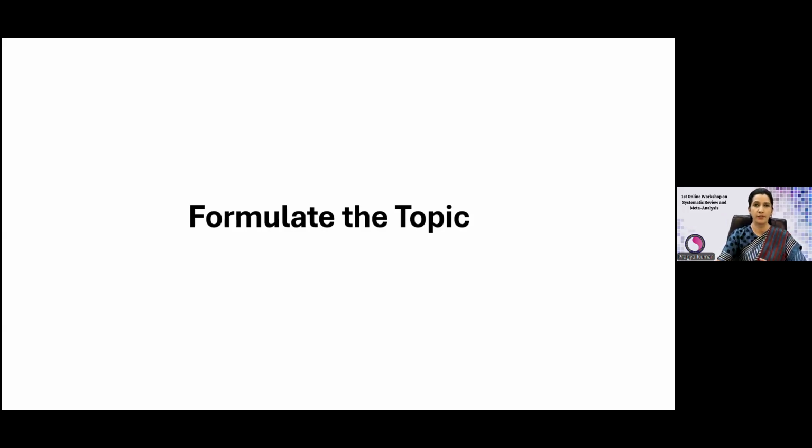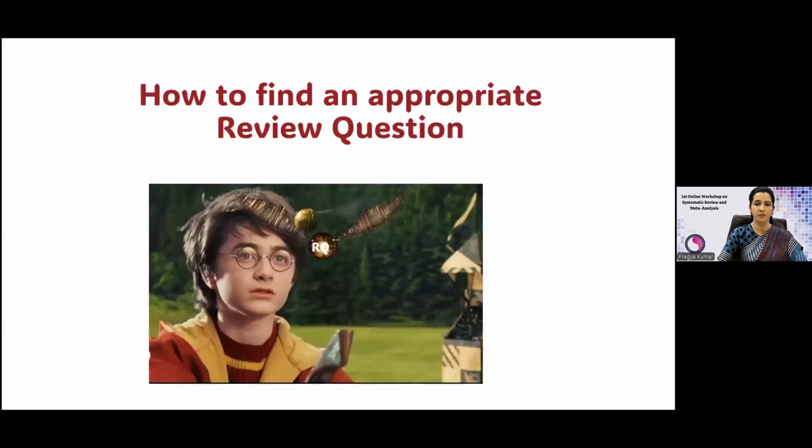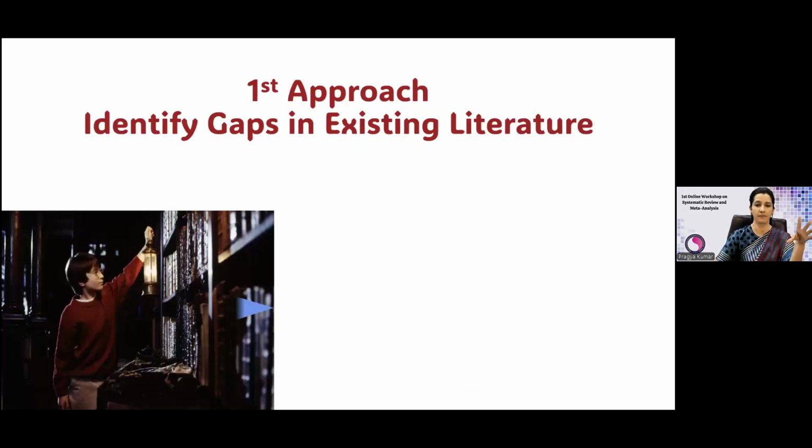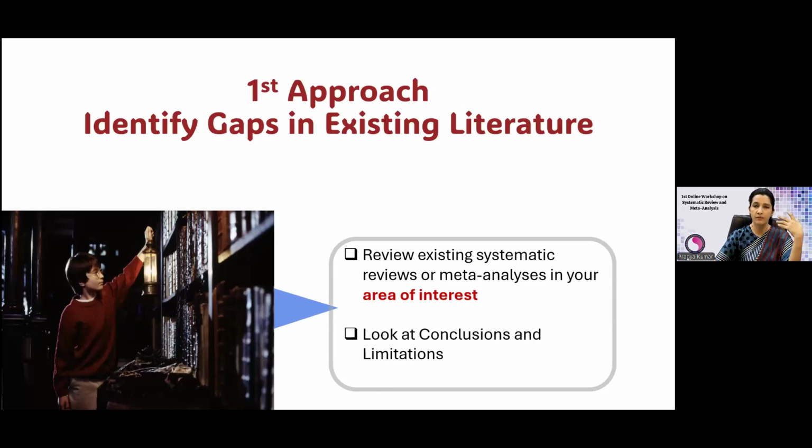So now coming to the formulation of the topic. Like Dr. Arpan has asked, I'm very new. Many of you have not done any systematic review and meta-analysis, and I'm very confused about where I should start. So how should I start? For that, there are ways to do that. First is you can identify the existing gap. Like we say for original research also, we start with finding the gap in the existing literature, and then we try to fill that gap.